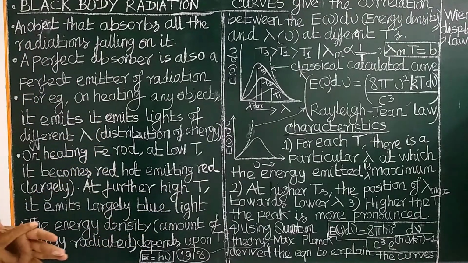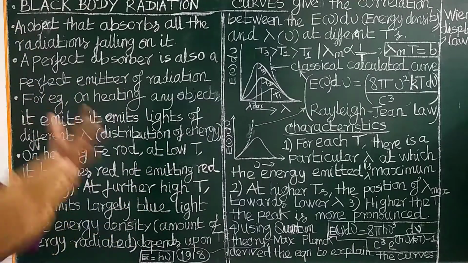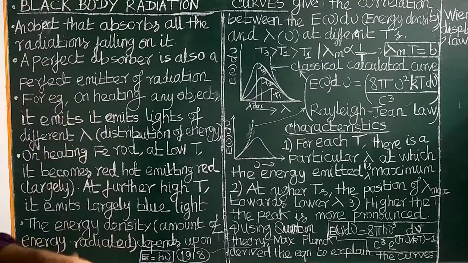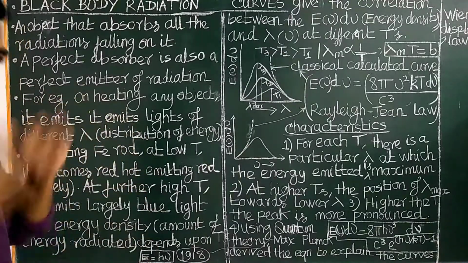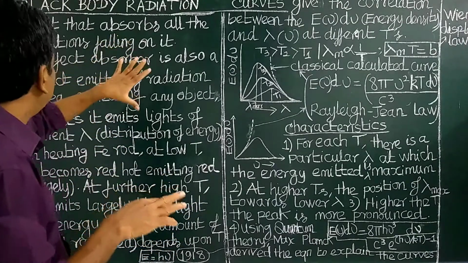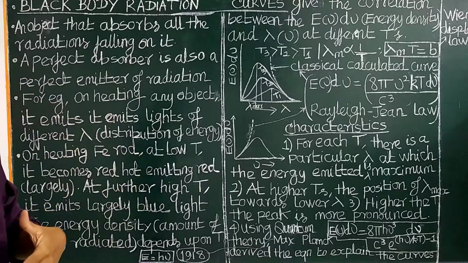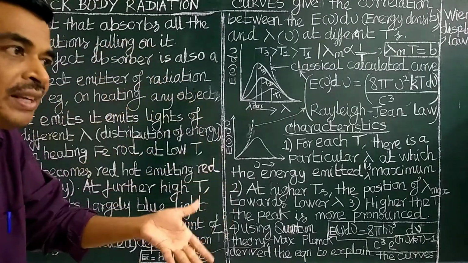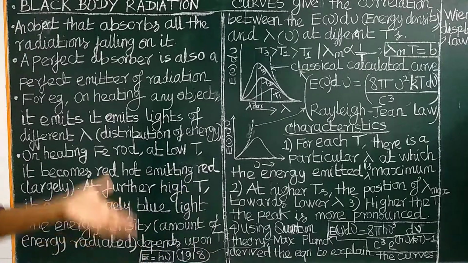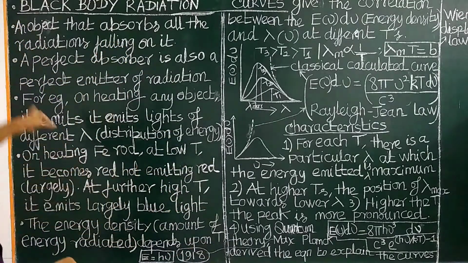Any object that absorbs all the radiations falling on it is called a black body. Now, a perfect absorber is also a perfect emitter of radiation.